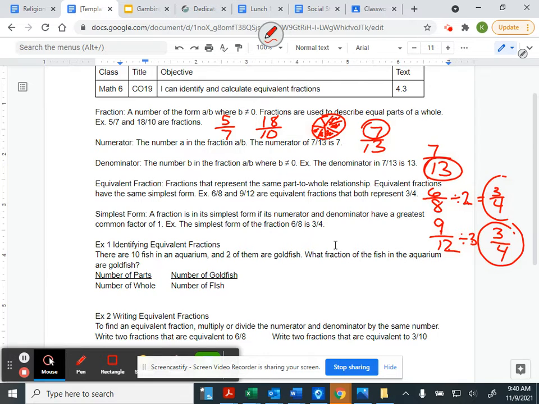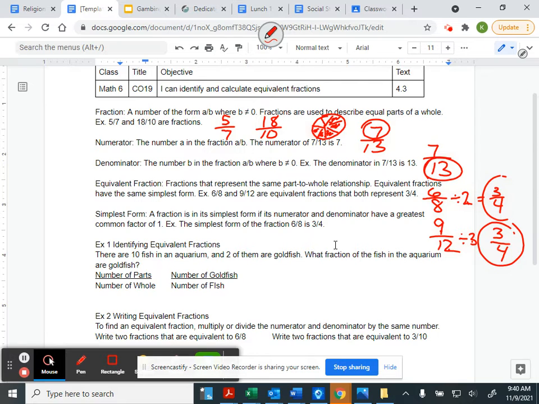Simplest form. A fraction is in its simplest form if its numerator and denominator have a greatest common factor of 1. They are relatively prime. So the biggest factor that they share is the 1. You can't divide a number out equally out of both the numerator and the denominator.